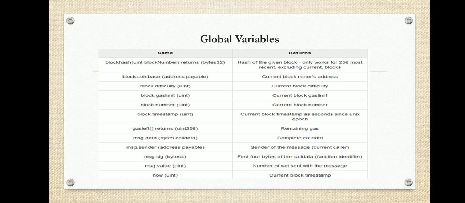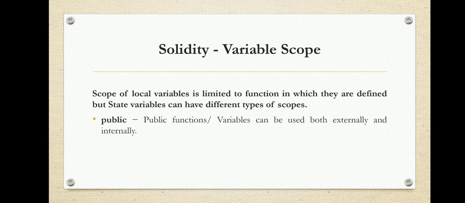Similarly, we have one more global variable, block.gaslimit, which returns an unsigned integer and gives the current block gas limit. Similarly we have block.number, which returns an unsigned integer for the block number. Then block.timestamp, the current timestamp, and msg.sender, which gives the sender of the message. We have different special variables with respect to the blockchain. These special variables can be used to get information about the blockchain, right?